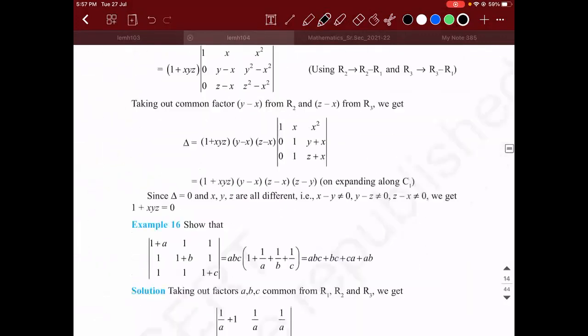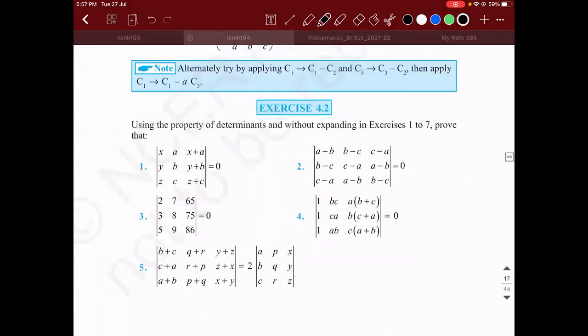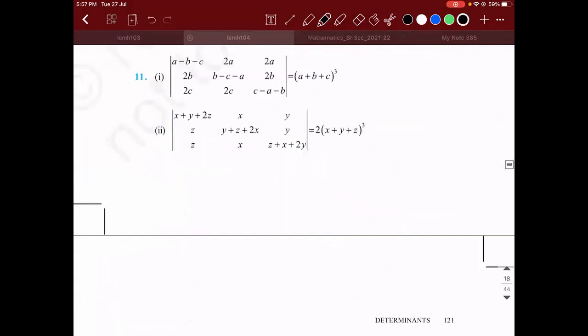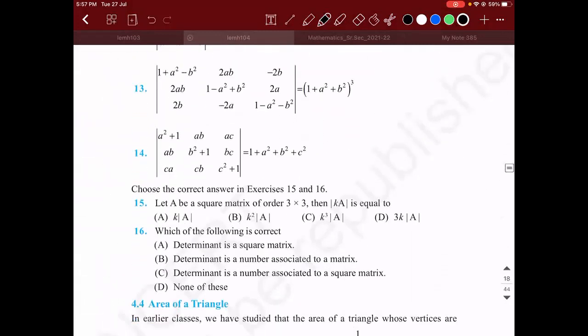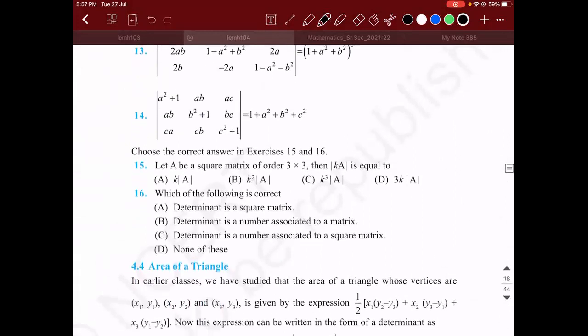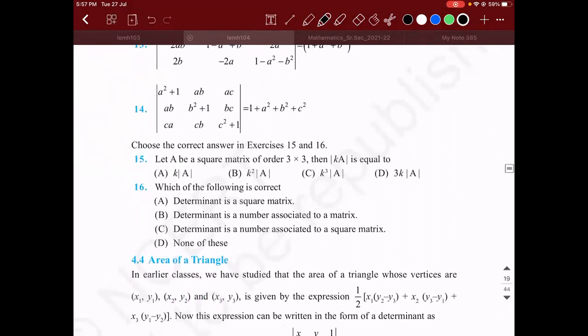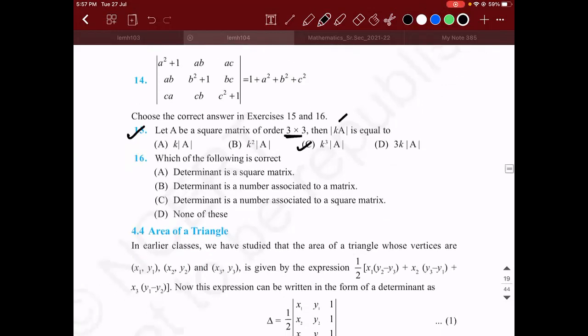The biggest exercise. Yeah, this time it makes sense, because the properties of determinants are worth it only when you do this subjective test. So this is the one I was telling you about: let A be a square matrix of order 3, then the modulus of determinant of KA is equal to K cubed times determinant A. So which of the following is correct?